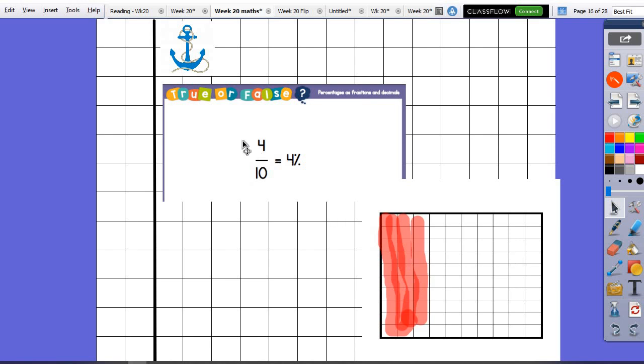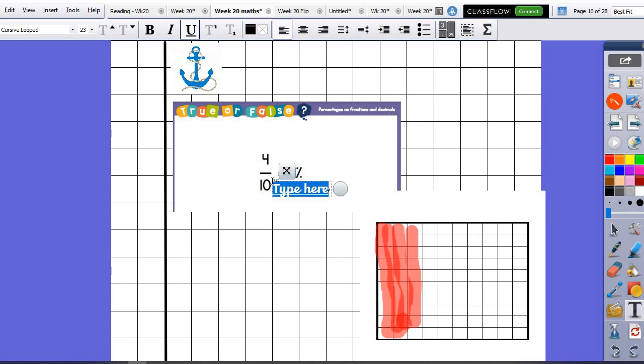Okay, so hopefully you have said it is false. Remember what we have said. Percentage is over 100, so you need to times that by 10, that by 10, which would then equal 40%. So it's really important that you know 4/10 is actually 40%, not 4%.